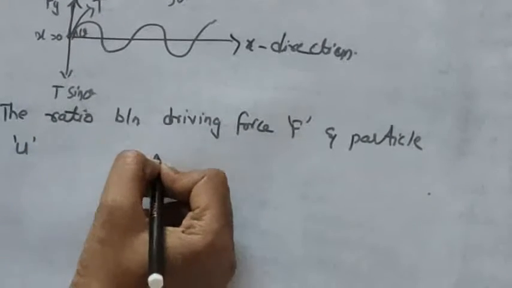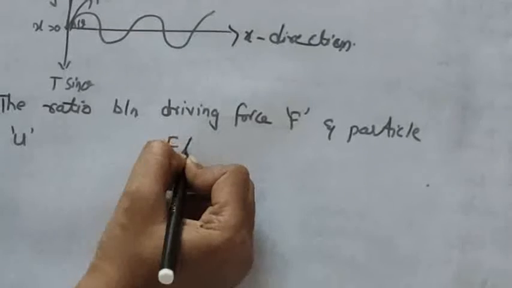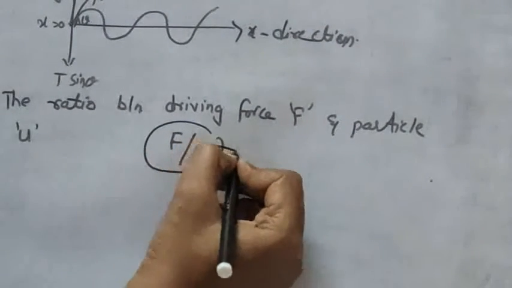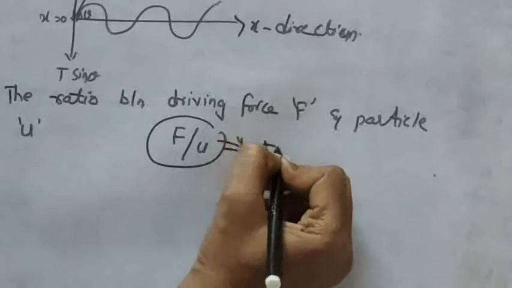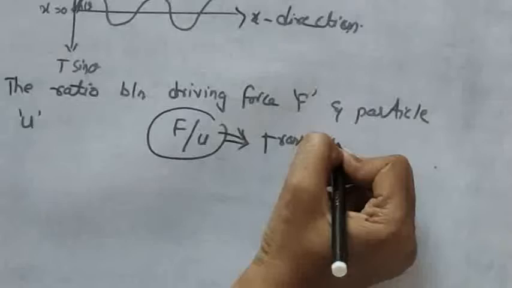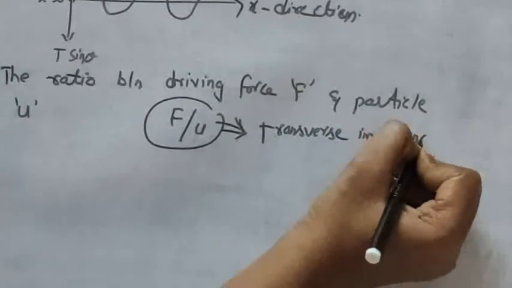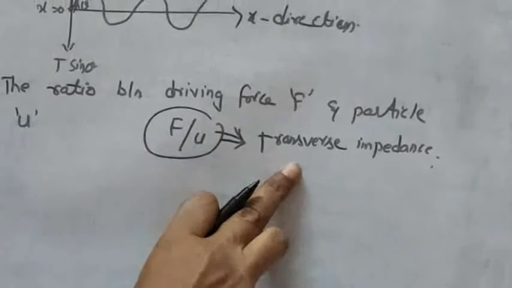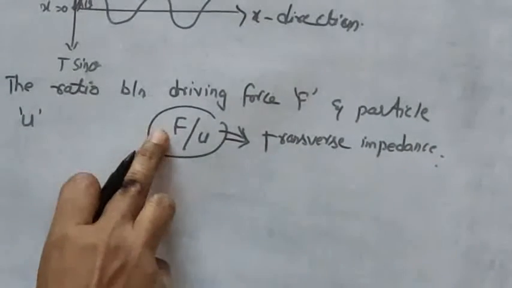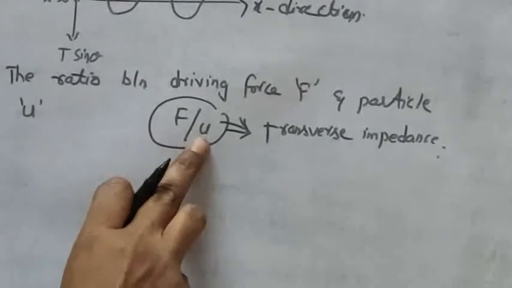If you take the ratio between driving force and particle velocity u, these two parameters give the transverse impedance, or characteristic impedance, of the vibrating string. So how can we define transverse impedance? Transverse impedance is defined as the ratio between the driving force F, that means the applied force, and the particle velocity.